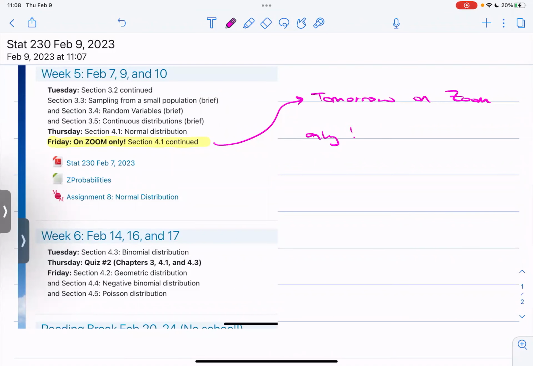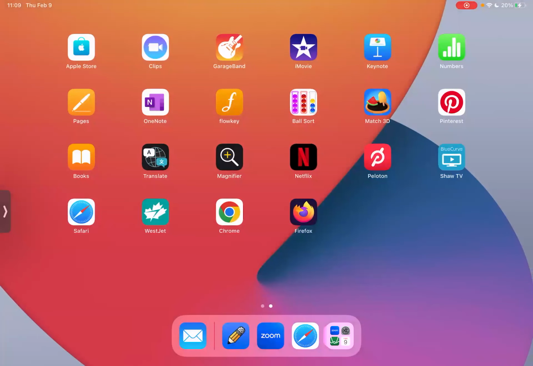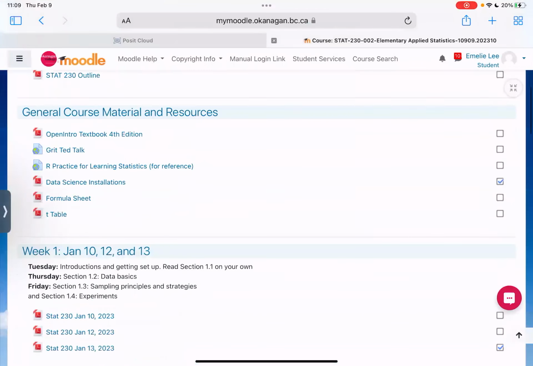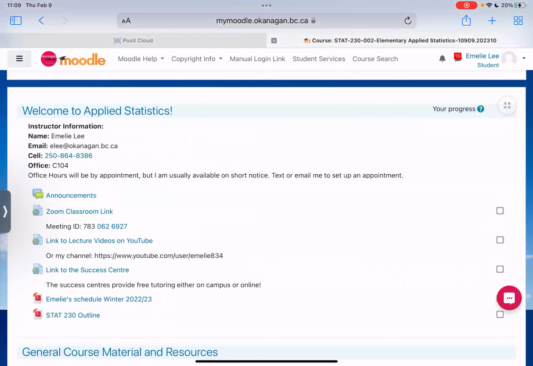And you guys have been pretty good about taking advantage of that. I know there are some people on Zoom right now, so that's good. The Zoom link is just on our Moodle page, at the top here. I always use this, my Zoom room, for everything. So there's the Zoom classroom link, or if you prefer, the meeting ID is there too.